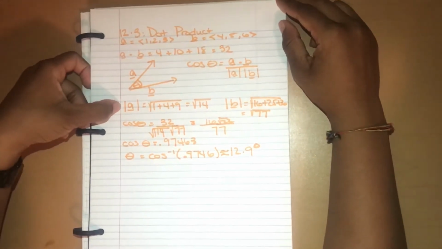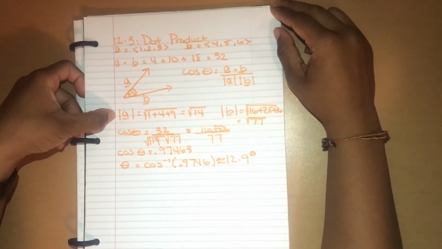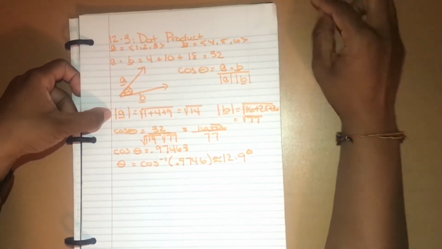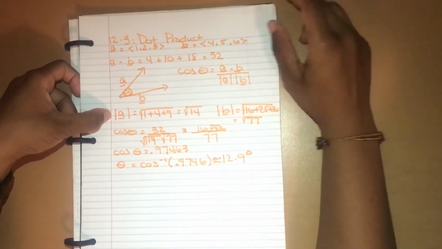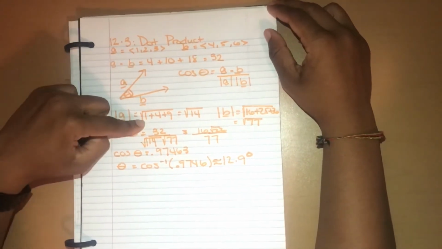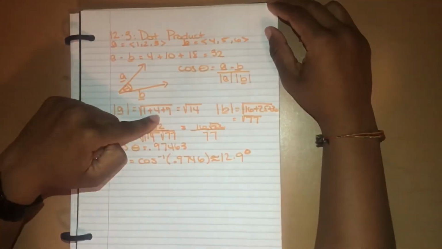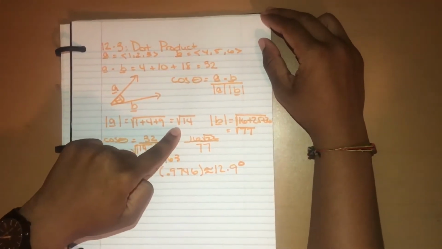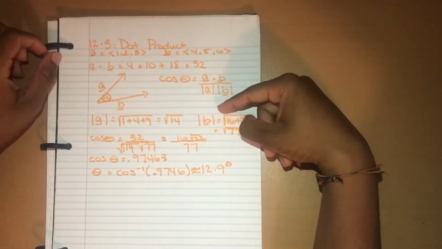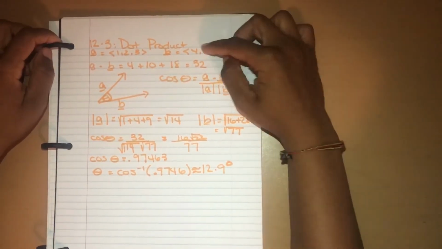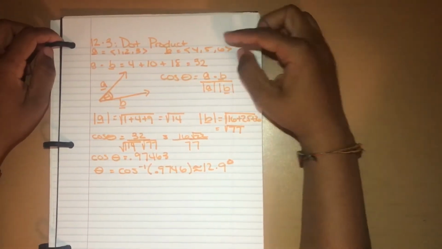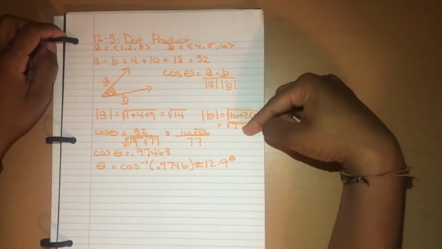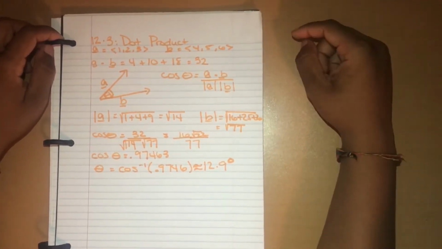Firstly, we need to find the magnitude for vector A. In order to do this, we'll take the square root of each of the components squared and add it together. 1 squared being 1, plus 2 squared being 4, plus 3 squared being 9, and we end up with the square root of 14. We'll do the same thing with vector B. We'll take 4 squared being 16, plus 5 squared being 25, plus 6 squared being 36, and we end up with the square root of 77.